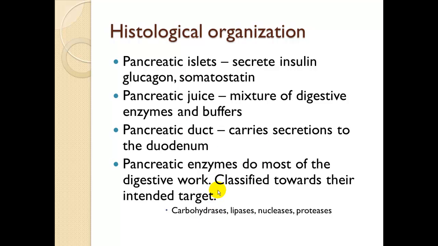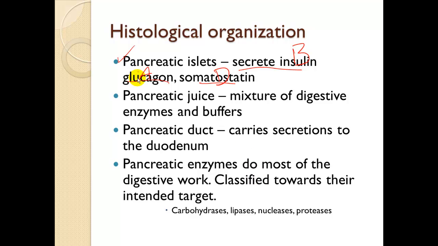Histological organization, we have the pancreatic islets, and these are the endocrine portion. We have pancreatic juice, and this would be the digestive portion, a mixture of digestive enzymes and buffers. The pancreatic islets secrete insulin, glucagon, and somatostatin, not specifically in the order that they come in. Alpha cells secrete glucagon, beta cells secrete insulin, and delta cells secrete somatostatin.